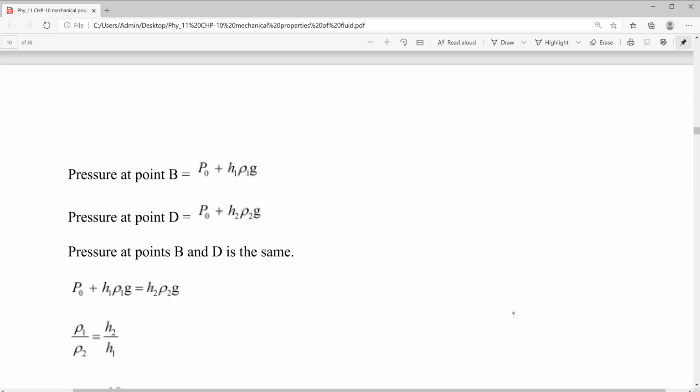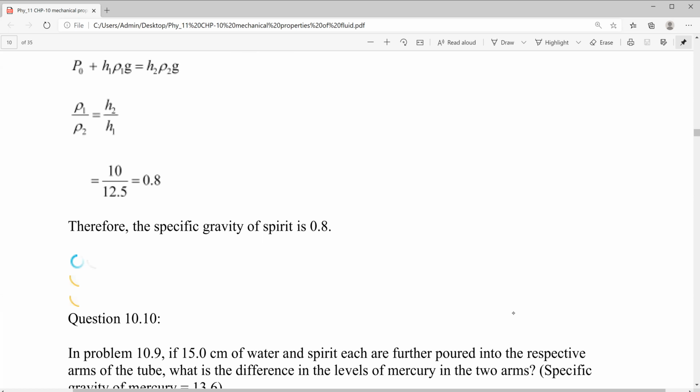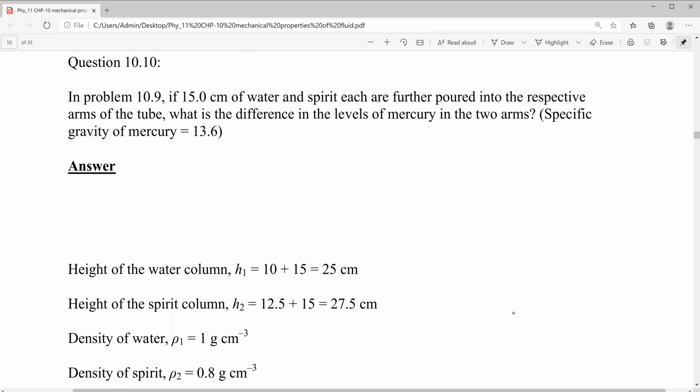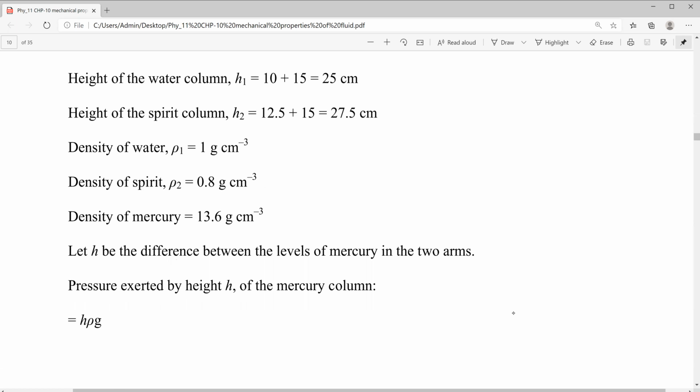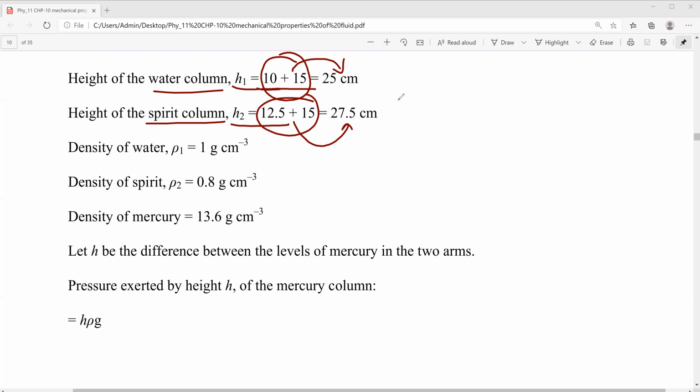For this we are adding 15 centimeters level of spirit and water. So by using the given data from the 10.9 problem, same thing, same diagram, assume that one. So height of the water is actually how much they have given. Height of the water H1 initially in that diagram is 10 centimeter. But we need to add 15 centimeter because in the question they have given, we are adding. So H1, if we add this, we are getting sum of these two, 25 centimeters. And height of the spirit column is H2 we considered. And that is 12.5 plus 15, we got 27.5 centimeters.